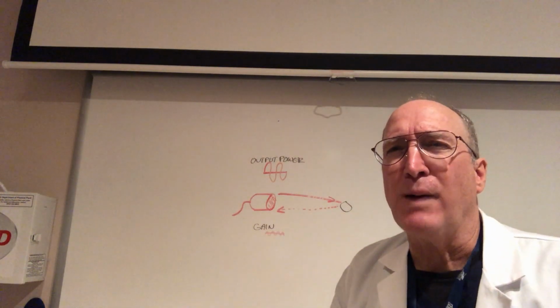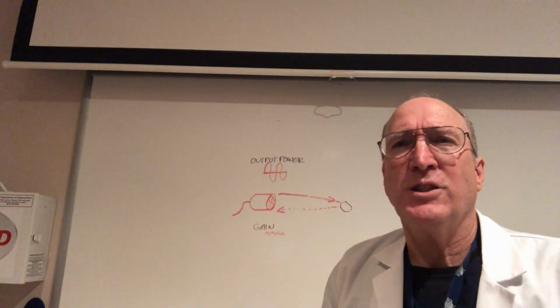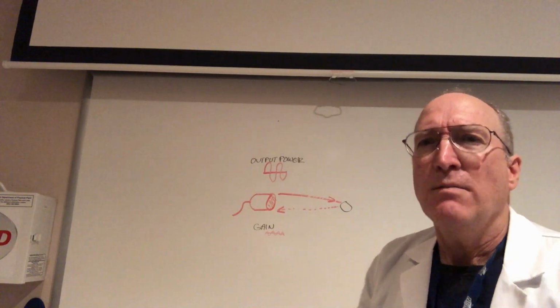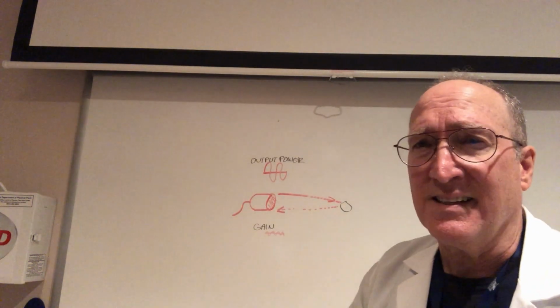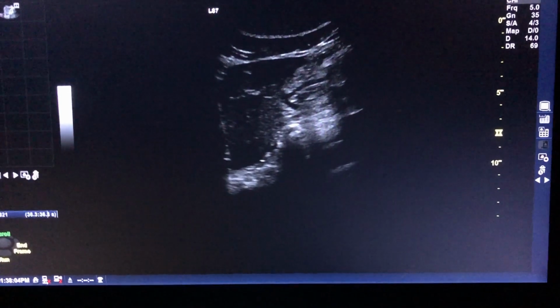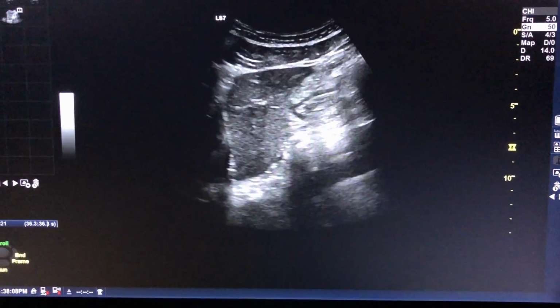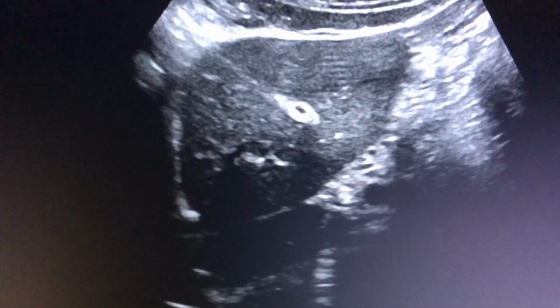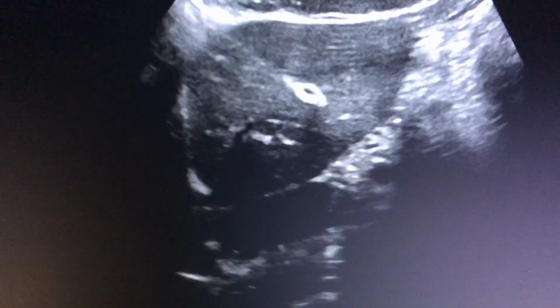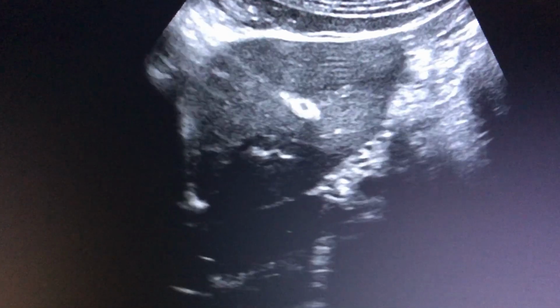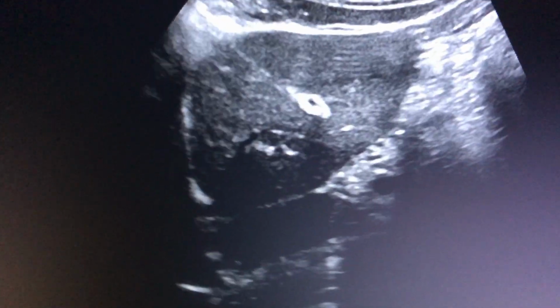We don't adjust the output power that much, although we can. We usually just use the one that comes with the preset, but we adjust the gain a lot. In some of the machines, you can even adjust the gain after you've frozen the image. Wait, it looks good, but the deep structures are kind of dark. Maybe we should adjust the TGC.